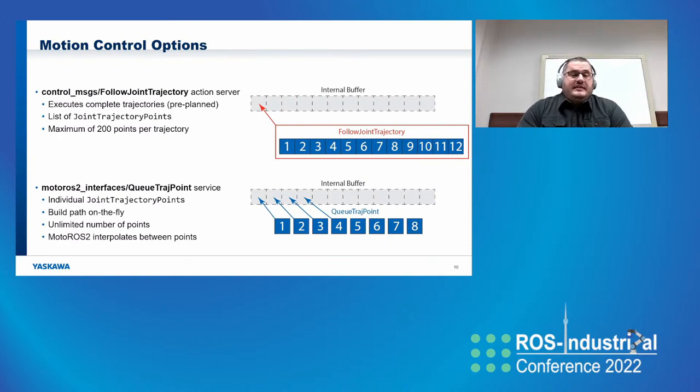Additionally, say you do want to use the follow joint trajectory server, but you have more than 200 points. We have available a sample node that will do a translation for you. It'll convert a follow joint trajectory into the Q trajectory point. So if you have something with 500 points in it, we can help you take care of that.